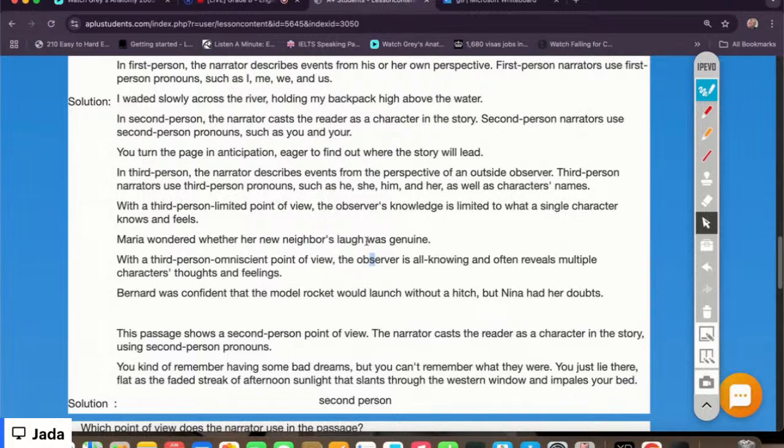It shows a second person point of view. The narrator casts the reader as a character in the story using second person pronouns. Okay?